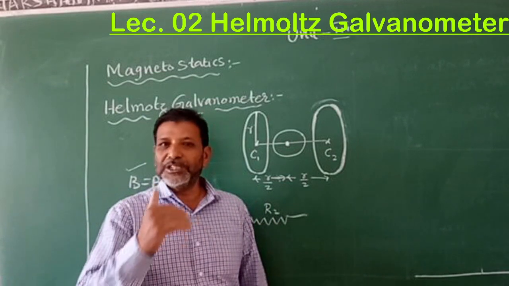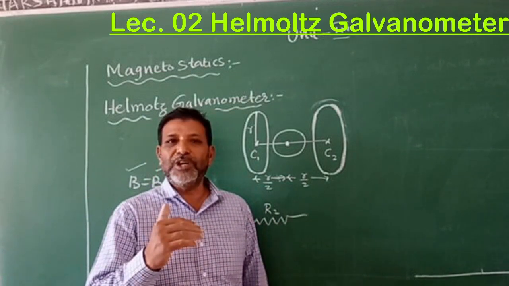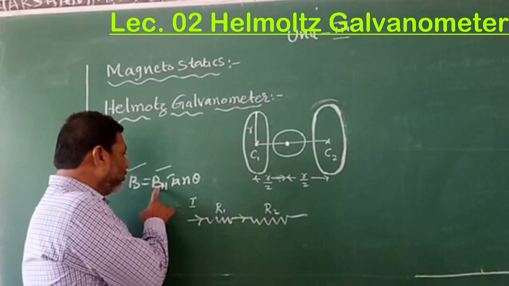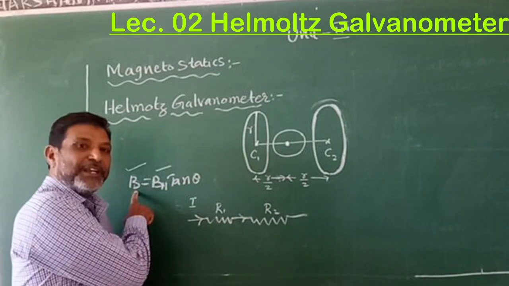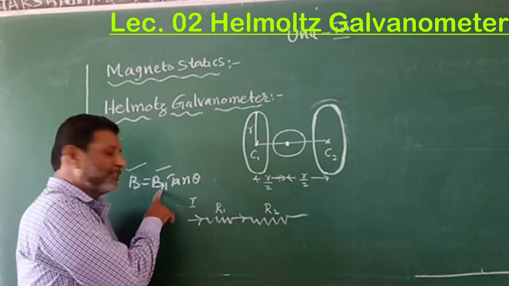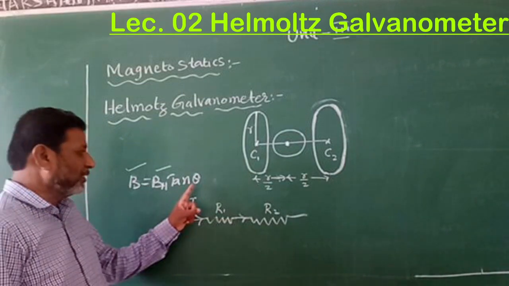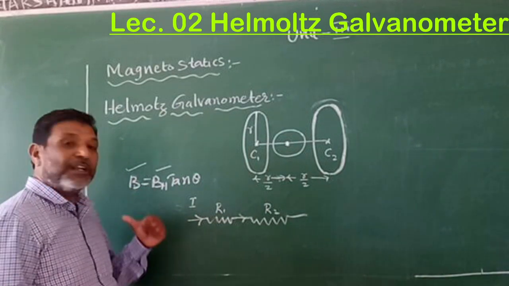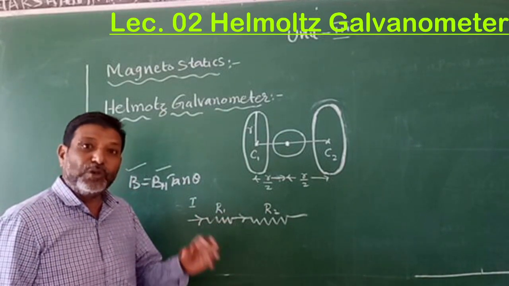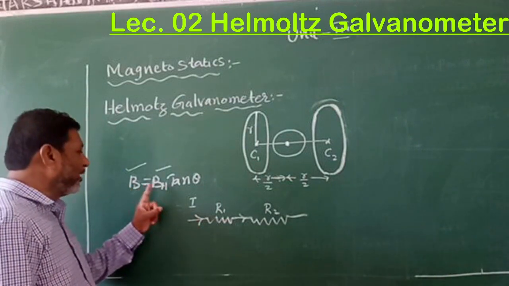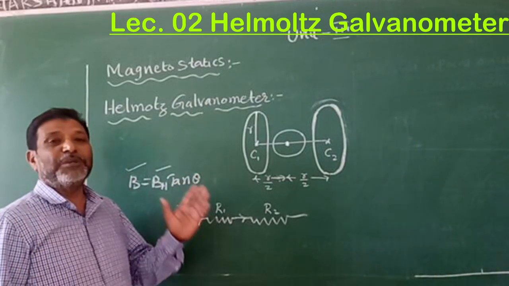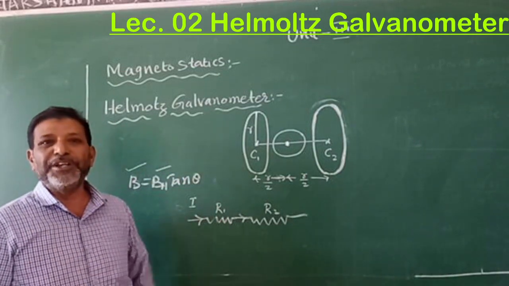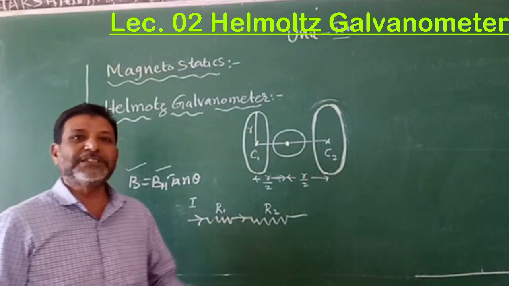Now, first we have discussed the principle. This Helmholtz Galvanometer works on the principle of the tangent law. Then, what is the tangent law? B is equal to BH tan theta. B is the magnetic field due to the flow of current, BH is the Earth's magnetic field, and theta is known to you. I also made it clear that the tangent law is valid only when both B and BH are uniform and perpendicular to each other. This is the principle.